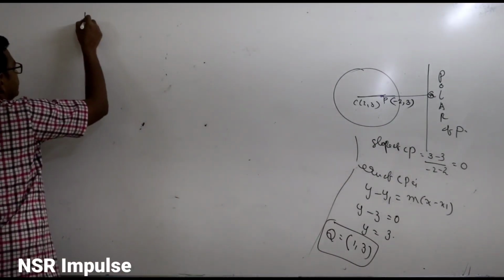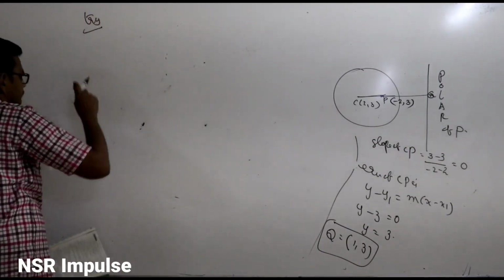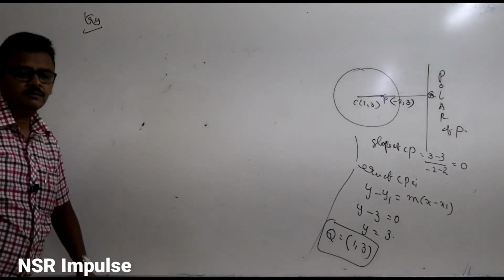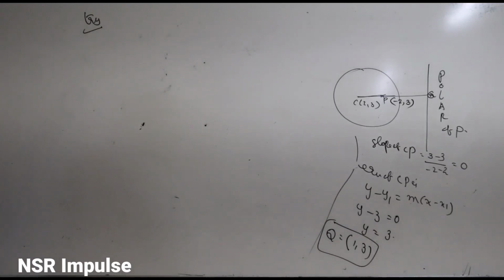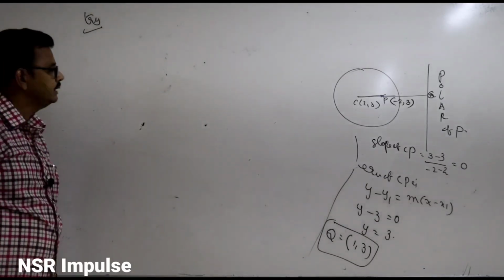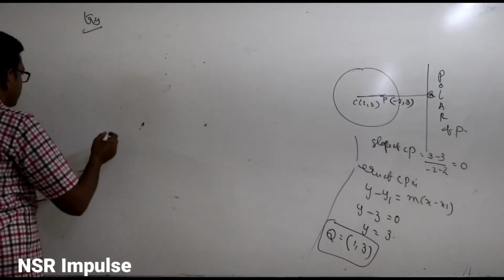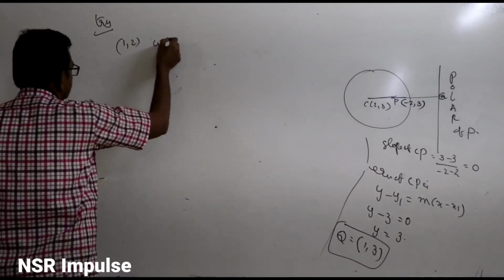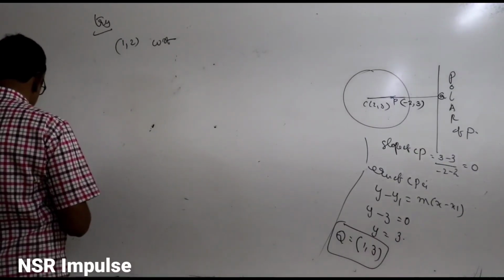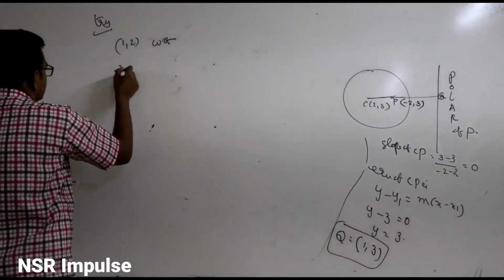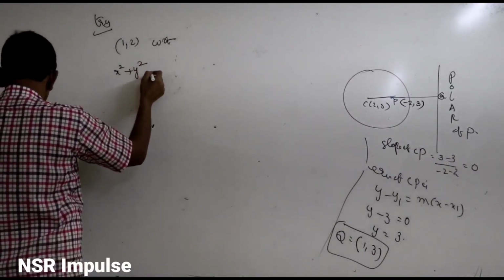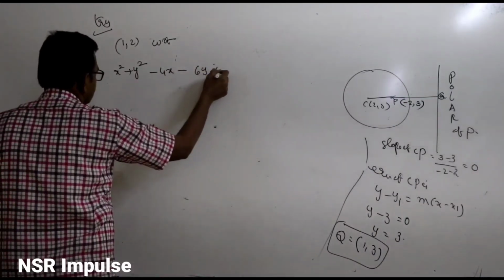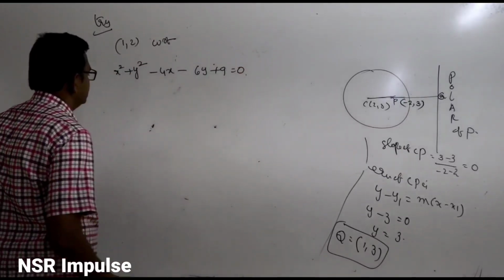You do one problem. Find the inverse point of 1 comma 2 with respect to the circle x square plus y square minus 4x minus 6y plus 9 equal to 0.